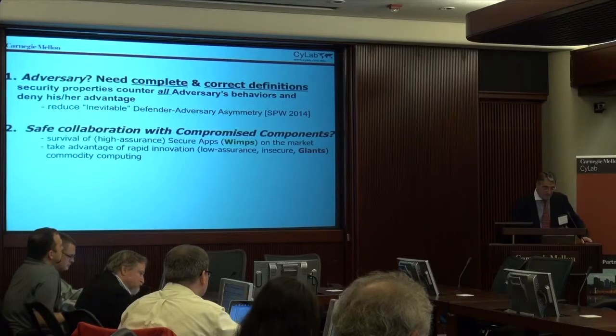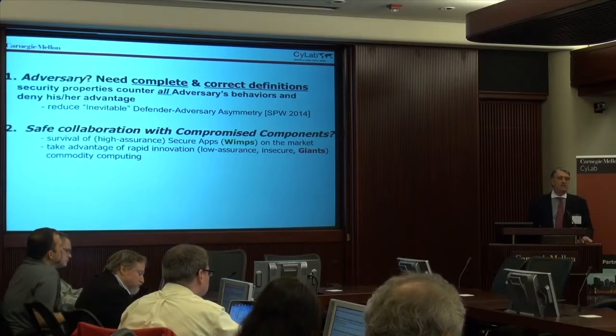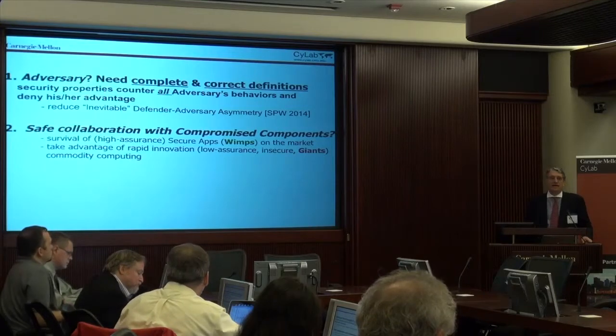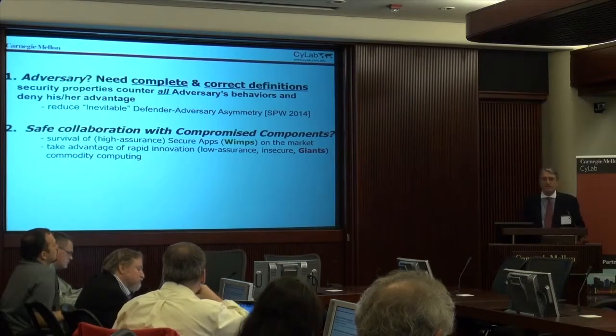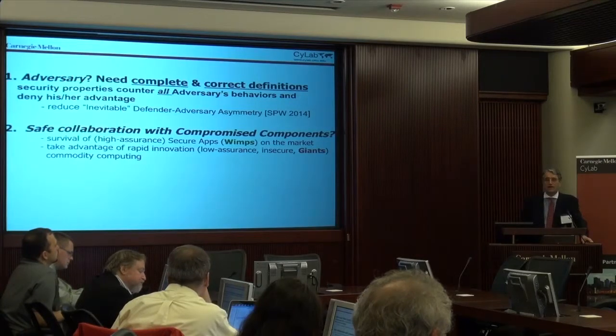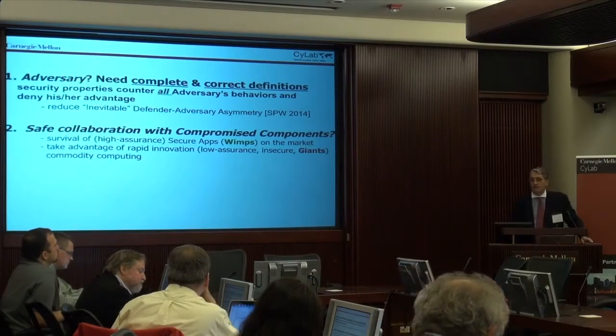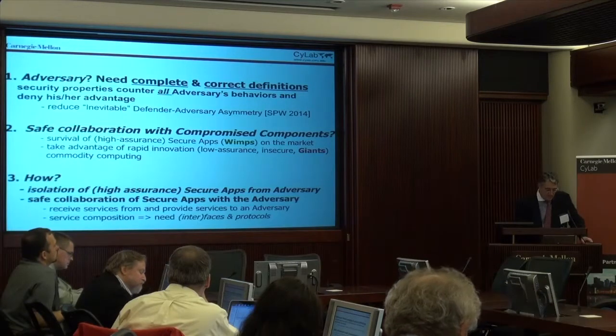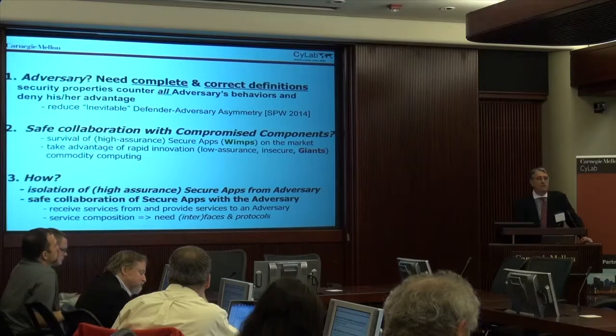So the next thing is, once you know that the adversary is there in your system and your system is compromised, can you actually collaborate with it? Can you take advantage of compromised components? And the answer, you'll see in a minute, is yes. And we are better off if we collaborate in some clever way with compromised system components. And the question is how? How do you do that? How do you actually ensure that an adversary in your system doesn't take you?